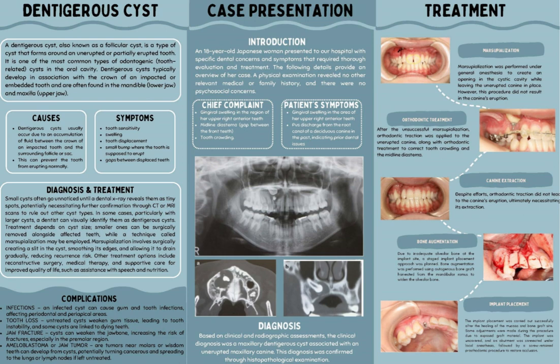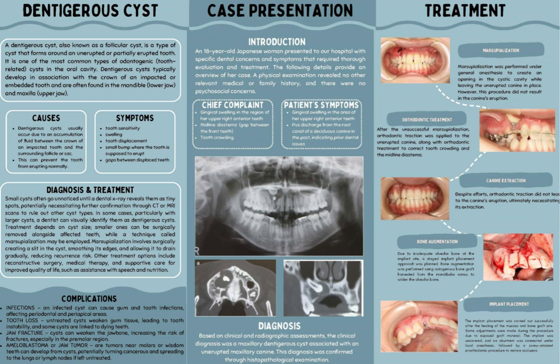Marsupialization: initial treatment involved marsupialization, a surgical procedure to create an opening in the cystic wall to drain the cyst's contents and promote tooth eruption. This procedure was performed under general anesthesia. Orthodontic treatment: 3 months after marsupialization, orthodontic traction was applied to encourage the eruption of the impacted canine. However, this attempt was unsuccessful due to the severely lingually tilted tooth axis.